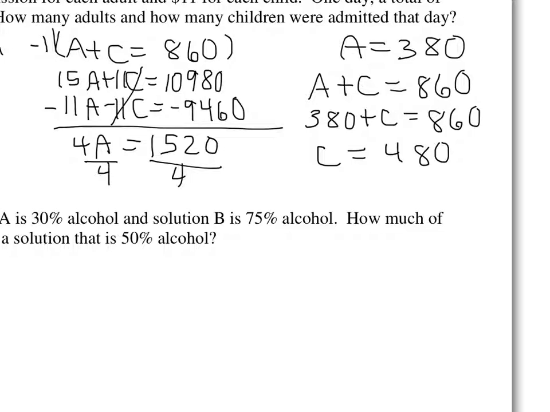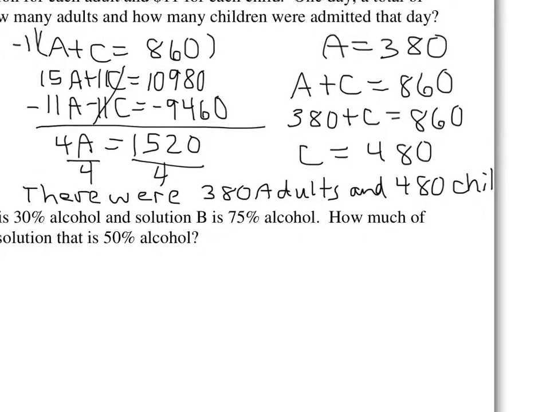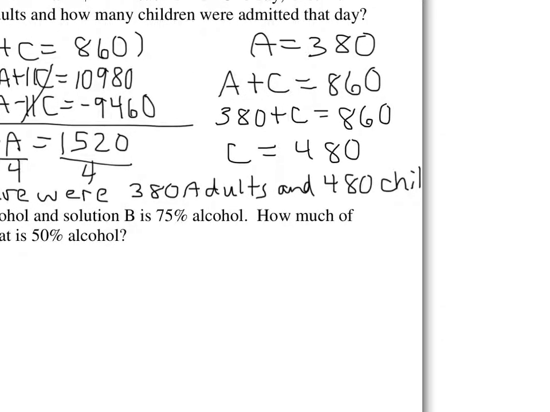We have to put our answer in a complete sentence. There were 380 adults and 480 children. And that's our answer.